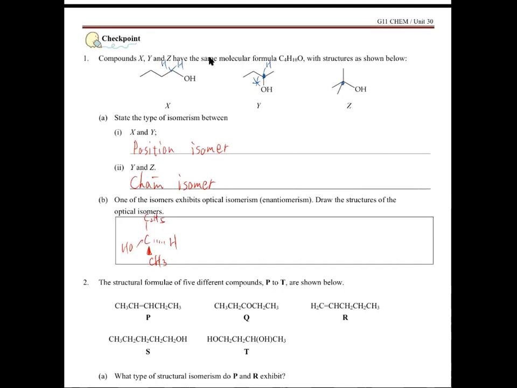So that's one possible way to arrange those 4 groups. And now we need to draw the enantiomer of this. Remember, if you want to find the enantiomer, you just need to switch the position of any 2 groups. So maybe I switch the position of the hydrogen and the methyl group here, then I will get the enantiomer. Remember, if we go through an odd number of steps, we get the enantiomer. So this is an enantiomer of the original molecule.